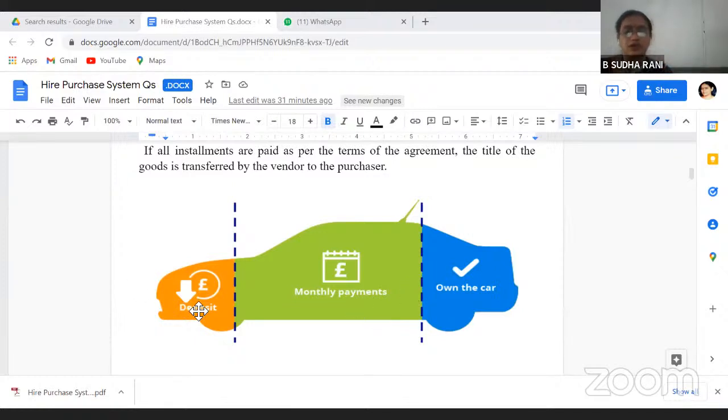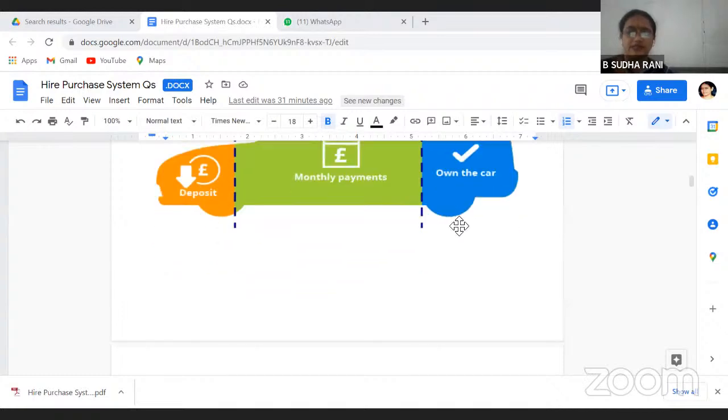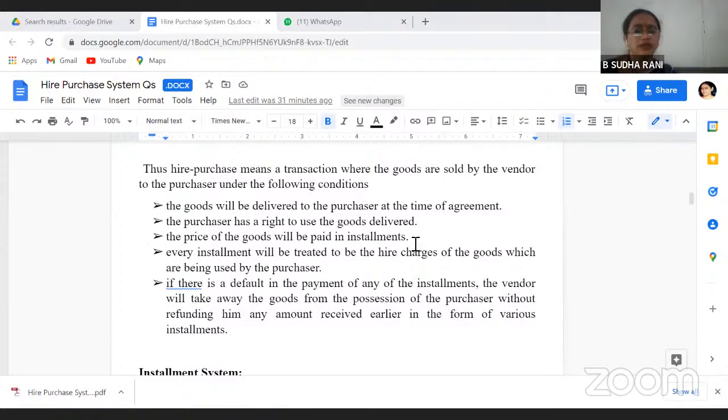So, under hire purchase, first an initial payment, that is an amount, will be deposited out of the price of the asset. The balance will be paid in installments. Those installments we call rental. And then with the final installment, the final payment, he owns the asset. So that's that.